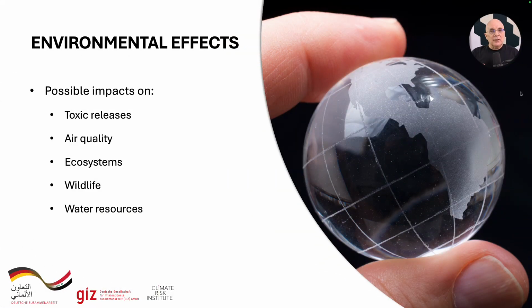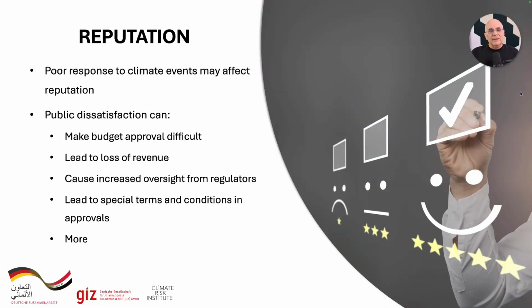And we need to consider how the environment may be impacted during an event, possible impacts on toxic releases, air quality, ecosystems, wildlife, and water resources. And finally, we may want to consider the reputation of the organization. Poor response to a climate event can affect our reputation. Public dissatisfaction in our response can make budget approvals difficult, lead to loss of revenue, cost increase oversight from the regulators, lead to specific terms and conditions and approvals, and on and on.